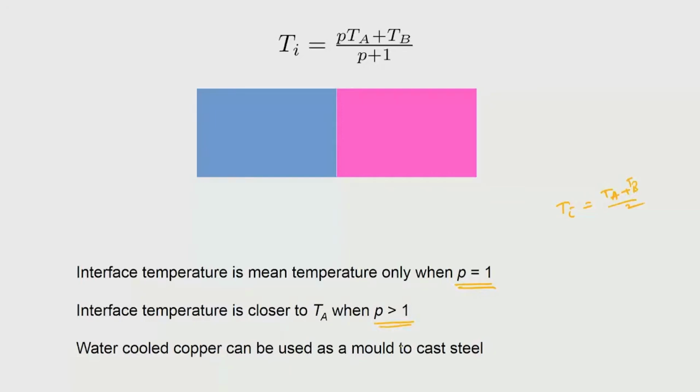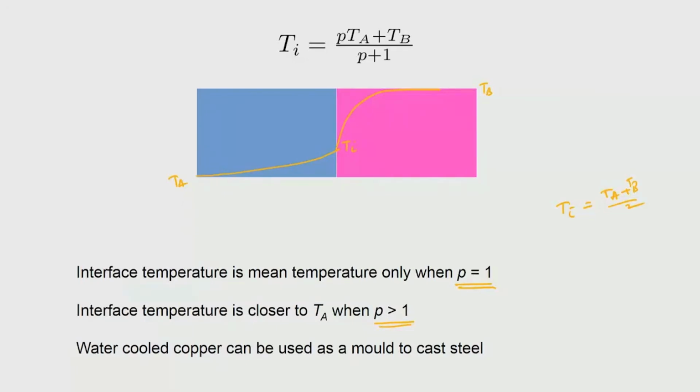What is happening is that if, for example, P is greater than 1, it implies that Ti would be actually weighed in favor of Ta and it will be closer to Ta. Now, what implies is that, so you have got Ti, Ta, Tb, you see that it will be closer. Okay. And that is the situation when P is greater than 1. Okay. So, heat diffusivity will then dictate whether or not the interface temperature is within some limits or not.